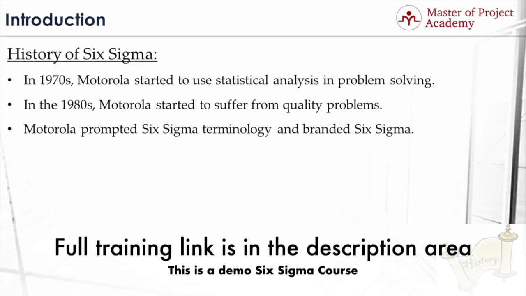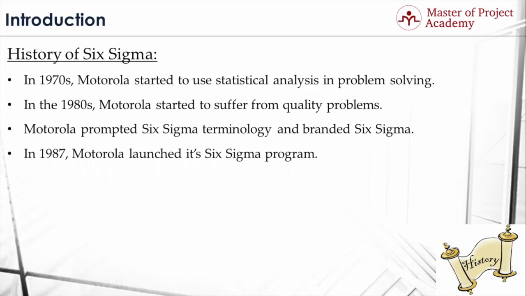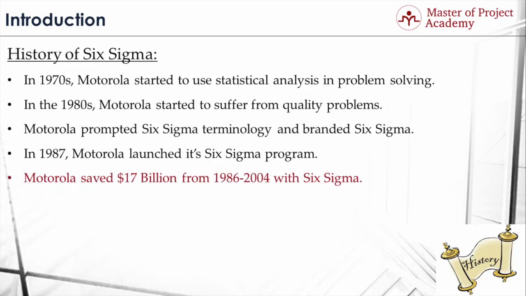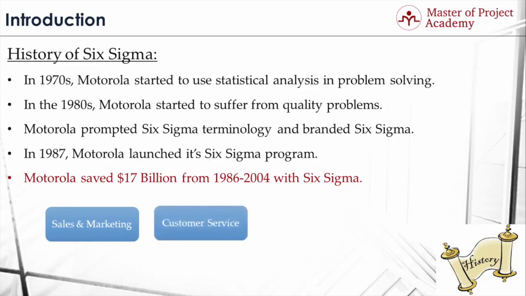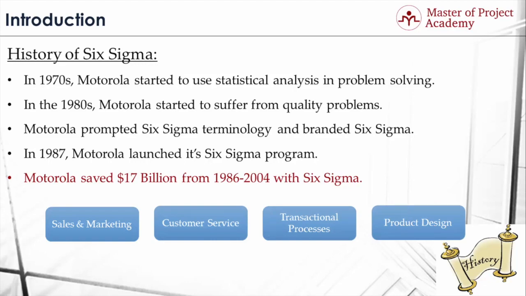Motorola branded Six Sigma. In 1987, Motorola officially launched its Six Sigma program. Motorola initiated Six Sigma for process improvement, thereby reducing defects to negligible levels. With the help of this program, Motorola saved $17 billion from 1986 to 2004, reflecting hundreds of individual successes in business areas like sales and marketing, customer service, transactional processes, and product design.